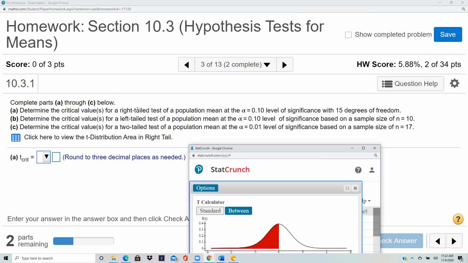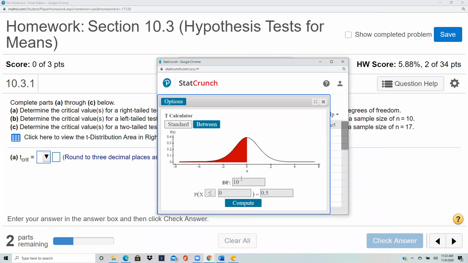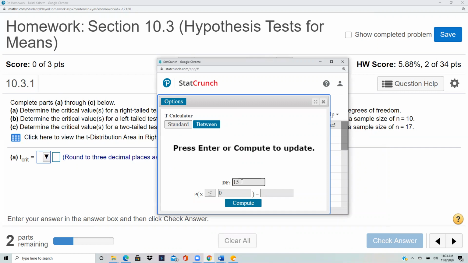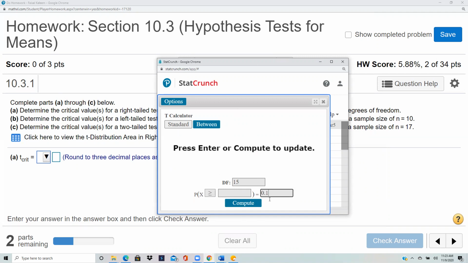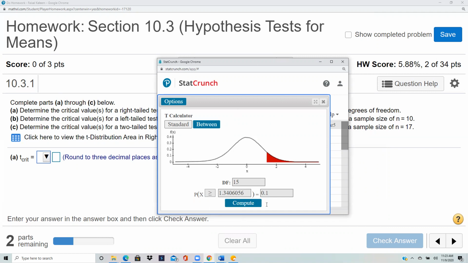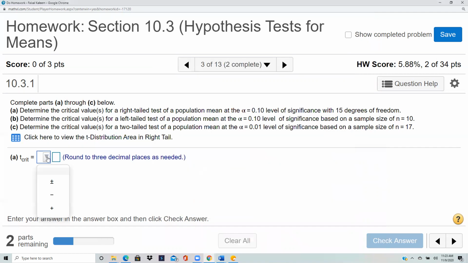And if it's a right tail test, you put alpha in the right tail. Alpha is the area, tail area. So you put the tail area of 0.10. Degrees of freedom is 15. And make it right tail, so greater than. And the area was 0.1. So 1.341 positive.